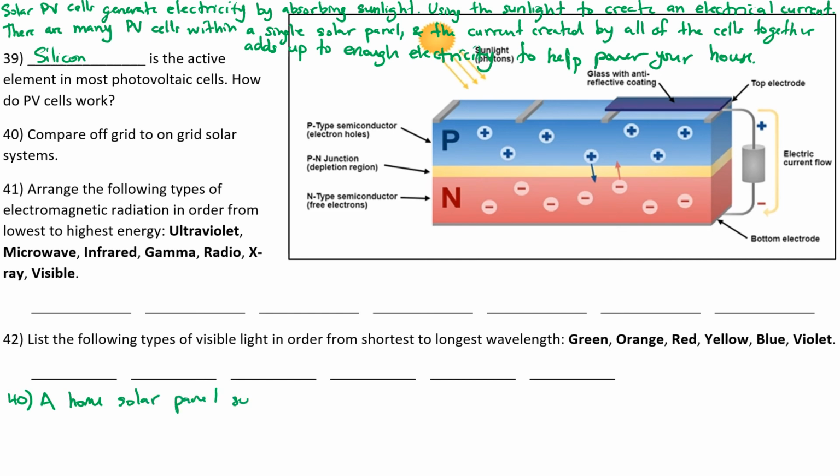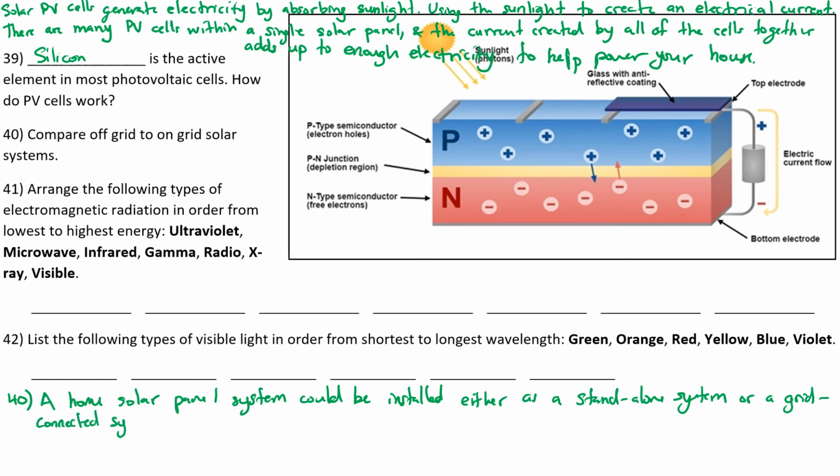Solar panel system could be installed either as a standalone system or a grid connected system. They are also referred to as off-grid systems or on-grid system.